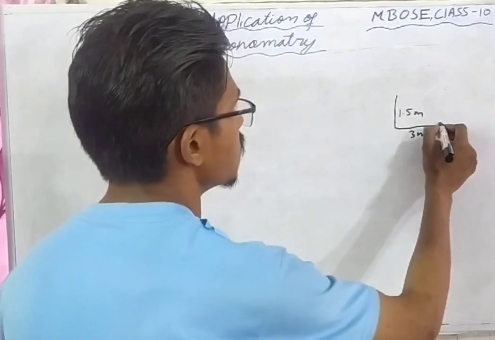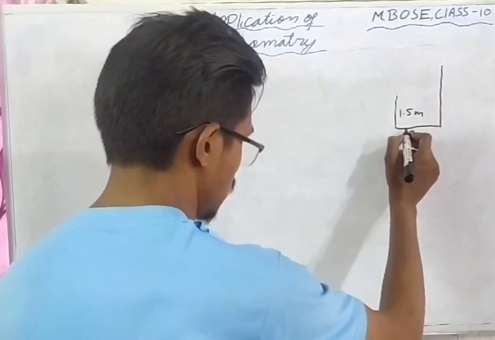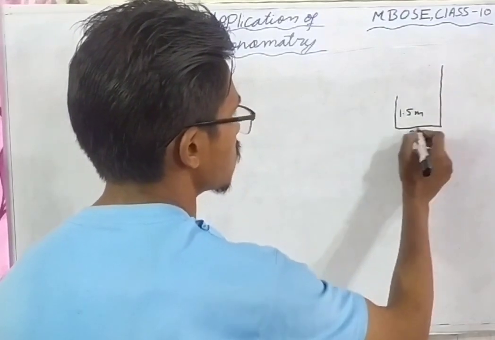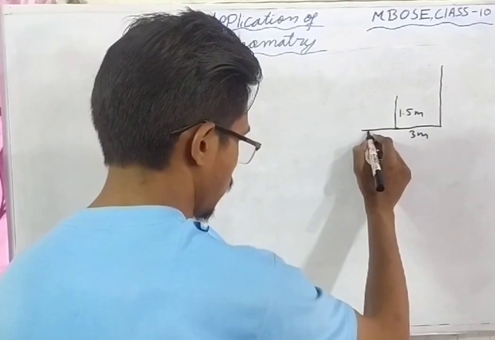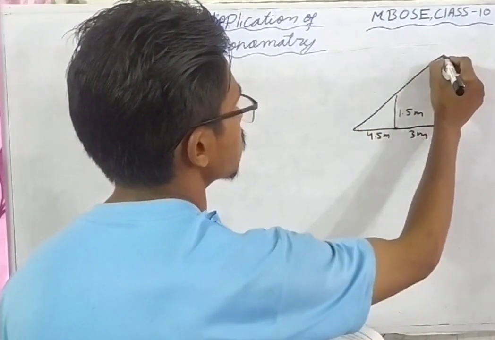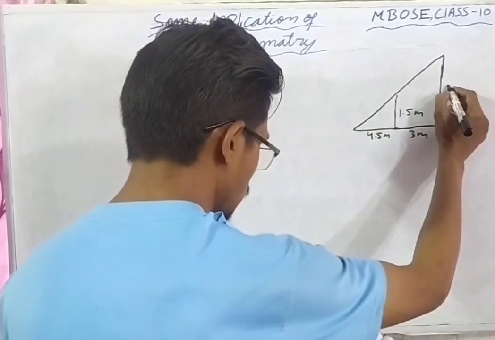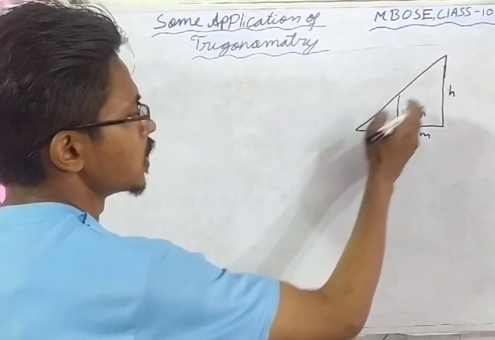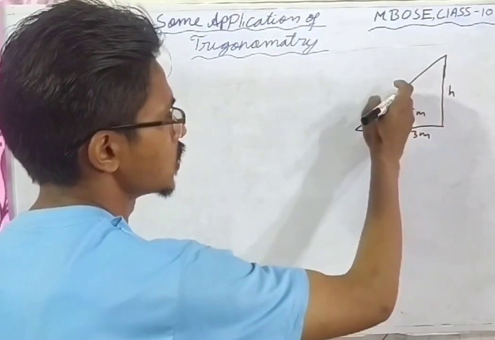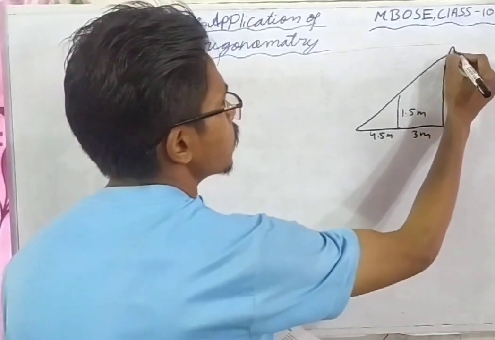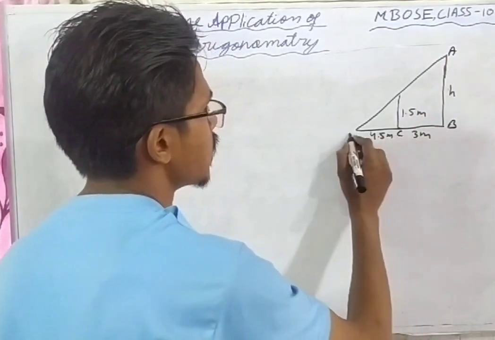This will be the lamppost. The lamppost's shadow is 4.5 meters. Let me join this. So this is the lamppost, and we have to find the height of the lamppost. The base is given here. The height of the boy is given here, 1.5 meters. So this one I'll write as A, B, this is C, and this will be D.